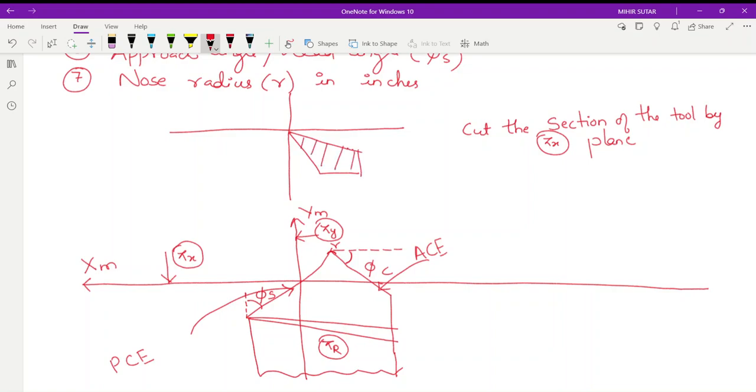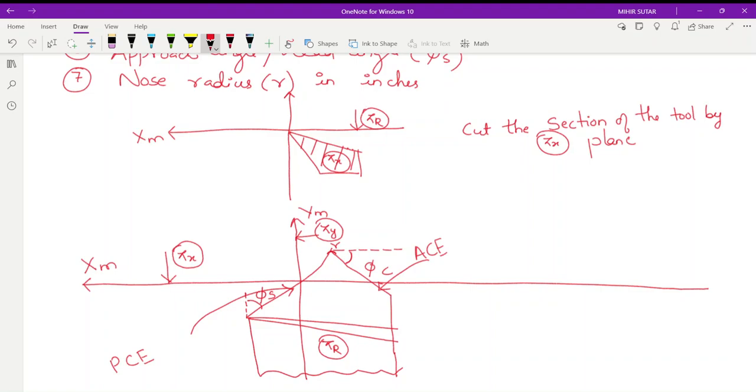This is the pi x plane. So now when you cut any section of the tool, it's a 3D view imagination. When you cut any section of the tool by, suppose, the pi x or pi y plane, then this pi r plane will be replaced by that plane. So here pi r is being replaced by your pi x plane, and here this axis is your xm. Earlier this was your pi x plane, now this will be your pi r plane.